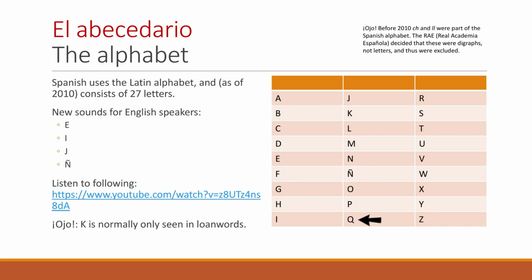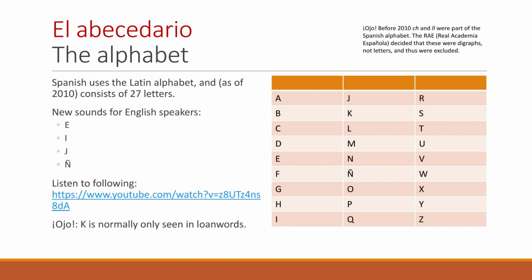O, P, Q, R, S, T, U, V, W, or there's a lot, W has a lot of different names depending on where you're from. W for me. X, Y, Z. Y just means Greek I, in case you're wondering why it's kind of an anomaly.